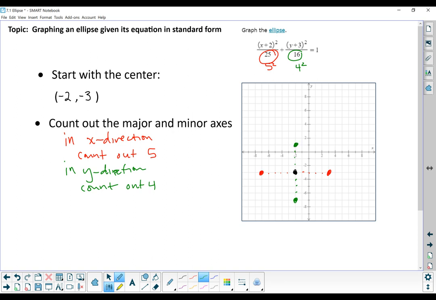When we're graphing circles, we usually count out the same number in each direction because it is the same radius in all directions. For an ellipse, those two distances might be different. So then you would just sketch the ellipse. On ALEKS, this is very easy. You just mark the major axis and the minor axis, how far you want to go out in the direction of the major and minor axes, and it will sketch it for you.